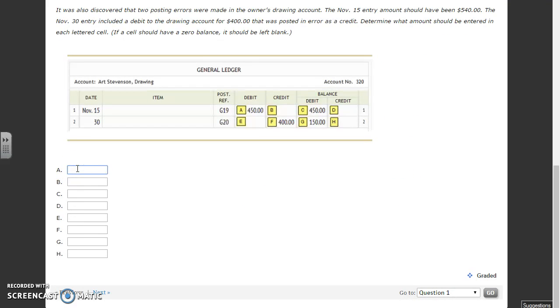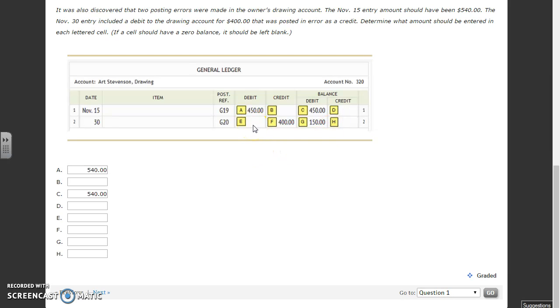So in cell A, we have $450, but we're told that we should have had $540. So we're going to write down $540. Cell B we leave blank. We didn't have a credit for this transaction. Cell C, again, our balance is in the right column. We're in our normal balance for drawing, but the amount is wrong. So in C, we should have had, again, $540. D will still remain blank. We don't ever put anything in the column that is not the normal balance.